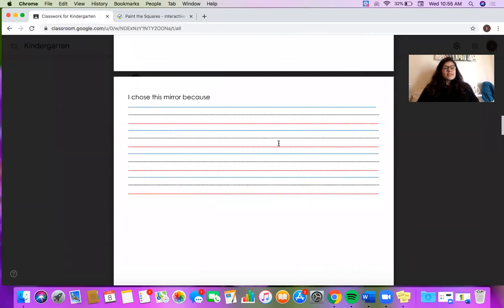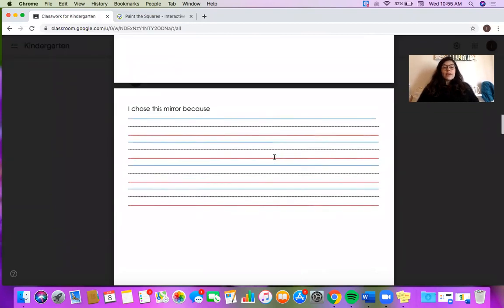When you've done that little activity, I would like you to tell me why you chose the mirror you did. So here it says, I chose this mirror because... And I want you to tell me why you chose the mirror. And I would like to see you writing with keywords like end to end, side to side, ruler, measurement. Try to use as much math vocabulary as you can.